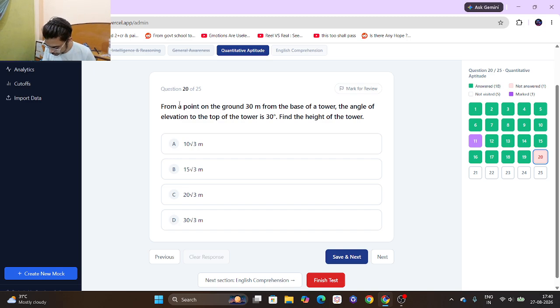Tan 30 degrees is equal to AB upon BC, AB upon 30. So 1 by root 3 is equal to AB upon 30. 30 upon root 3 into root 3 by root 3, 30 root 3 upon 3, 10 root 3.